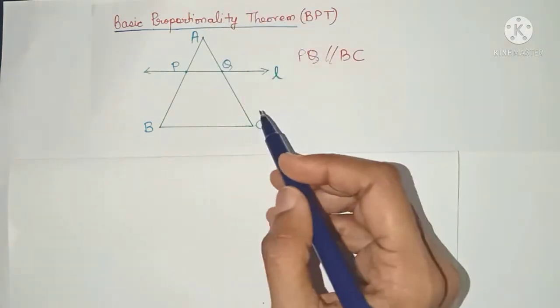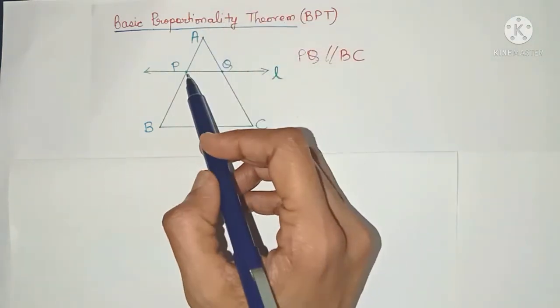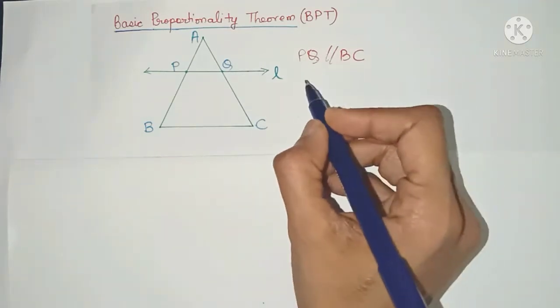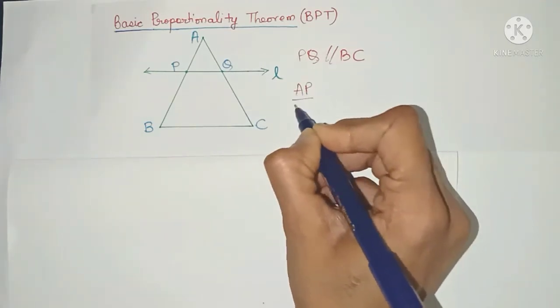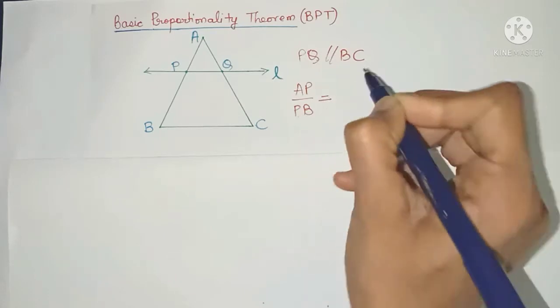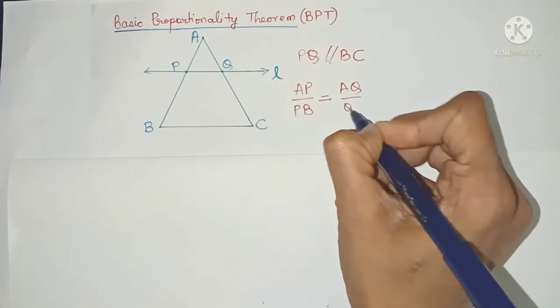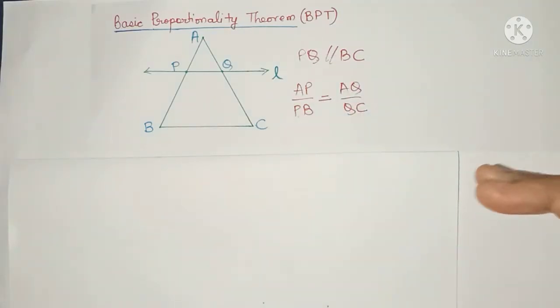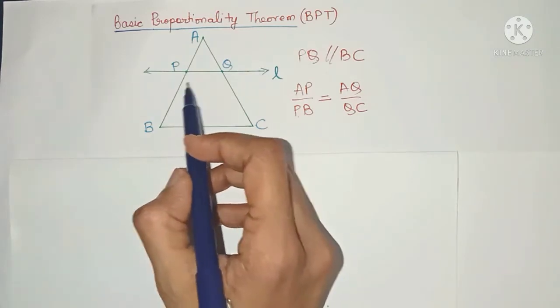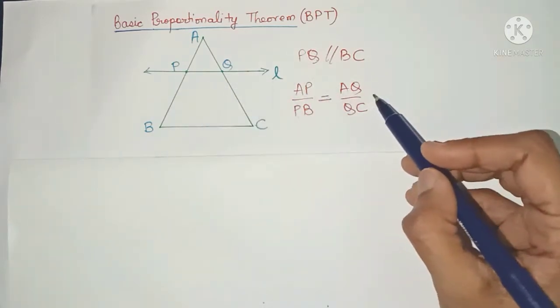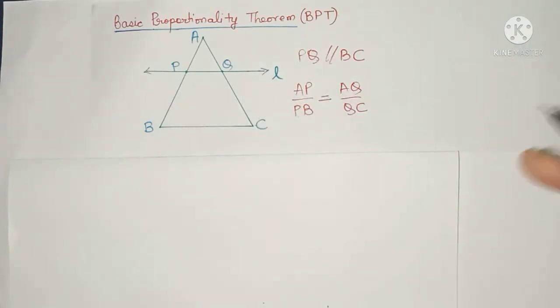So PQ divides AB and AC in the same proportion, and that's why it's called the basic proportionality theorem. So what do we mean by dividing it in the same proportion? It means AP by PB is equal to AQ by QC. This is what it means by dividing the remaining two sides in the same proportion. So this is the basic proportionality theorem, or the BPT.